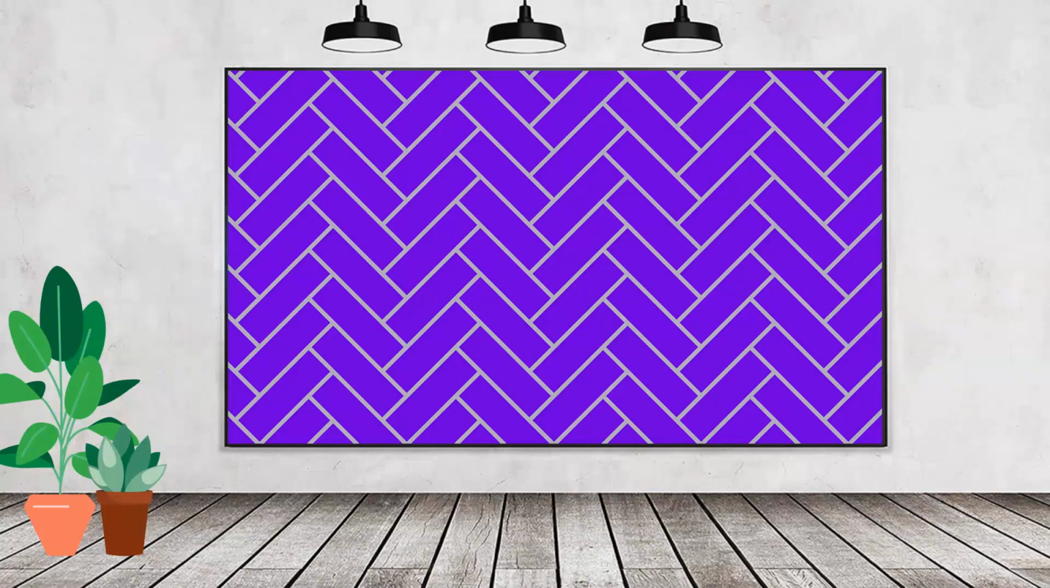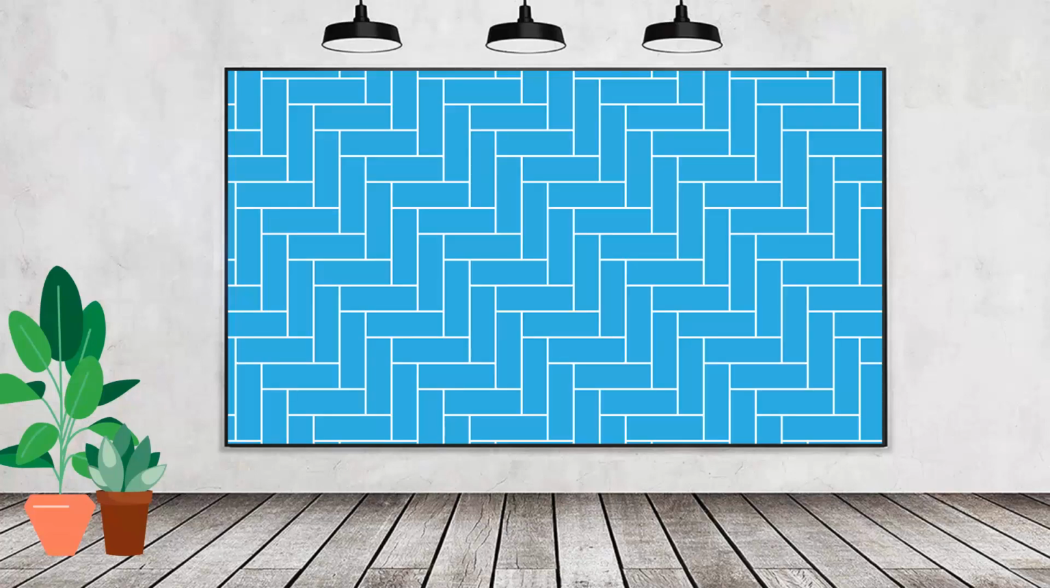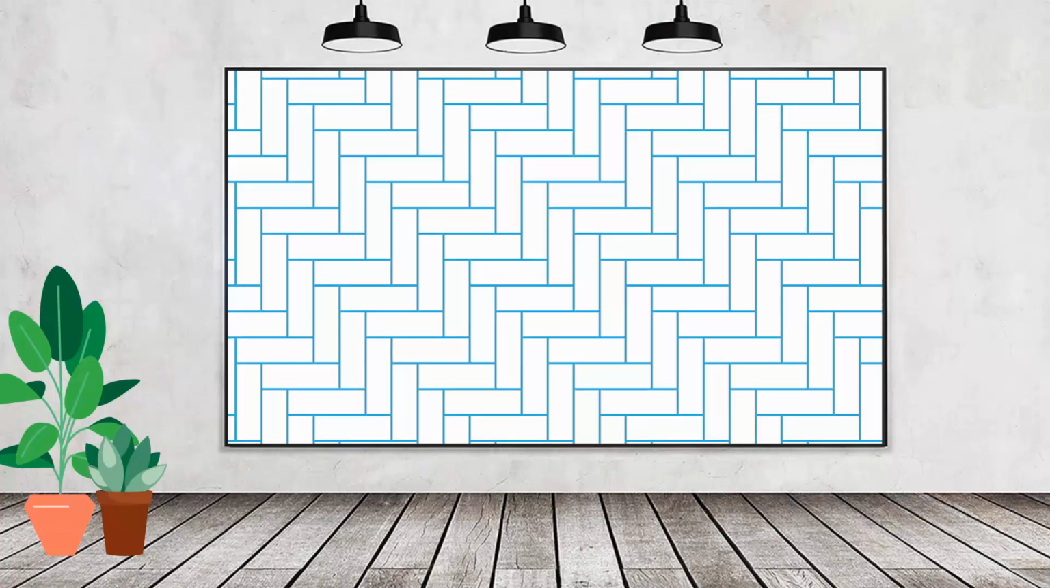Today we're creating a series of herringbone patterns in Adobe Illustrator. We're going to do one that is sort of more zigzag style and one that is upright.